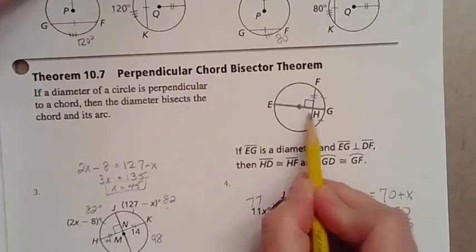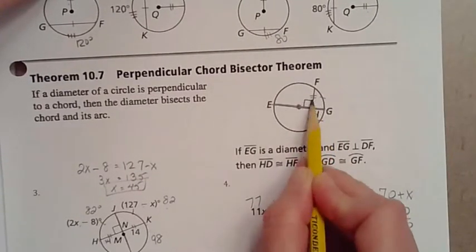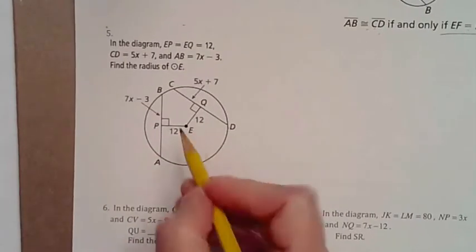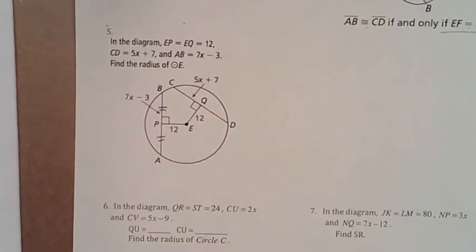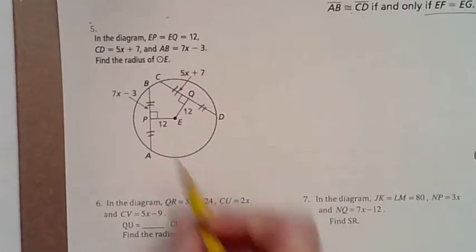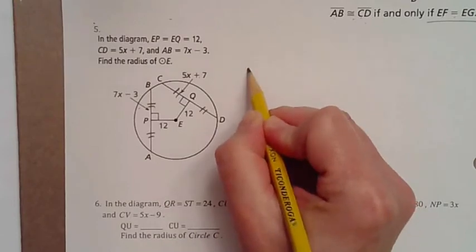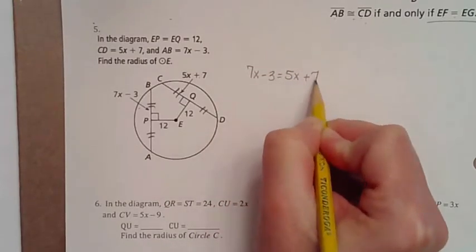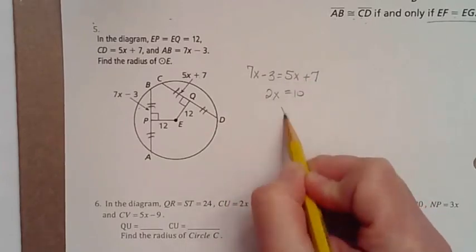Okay, so now if I am through the center, and if it's perpendicular, then it cuts that chord in half. That's going to be used in just about all of these problems. From the center, perpendicular, cuts it in half. So these pieces are congruent. These pieces are congruent. So now I've got all 4 of these the same. Let's write a little equation here. So I know that 7x minus 3 is 5x plus 7. Minus 5x, add 3, and x is equal to 5.